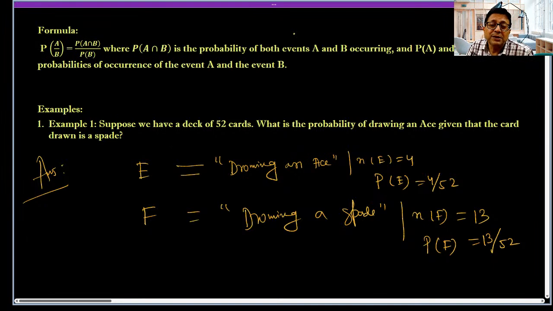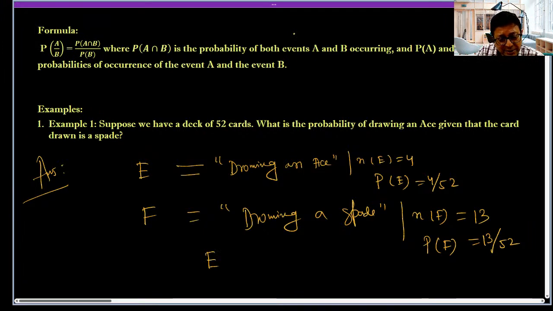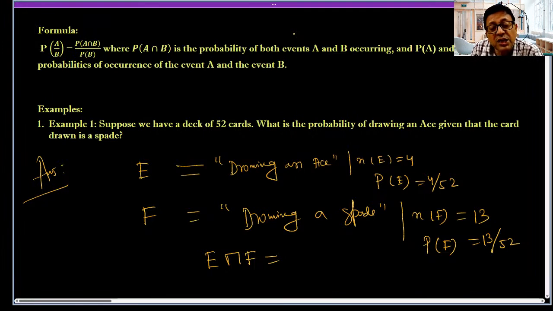But our aim is to get drawing an ace given that it is a spade. So in the language of set theory, we are going to find E intersection F. Drawing an ace given that it is a spade, so it will actually be the ace of spades, just one case. I am writing in words, that is ace of spade. How many cases will be there?